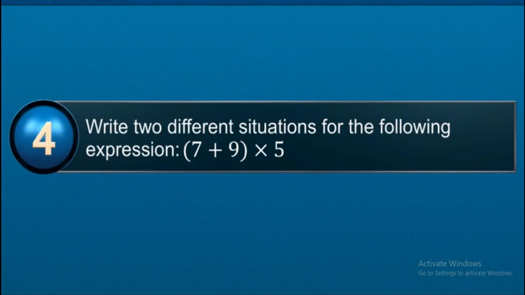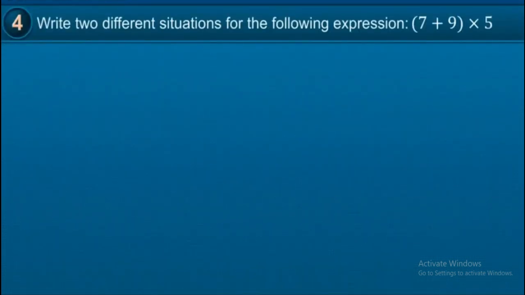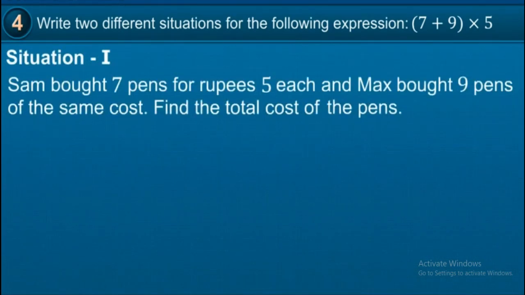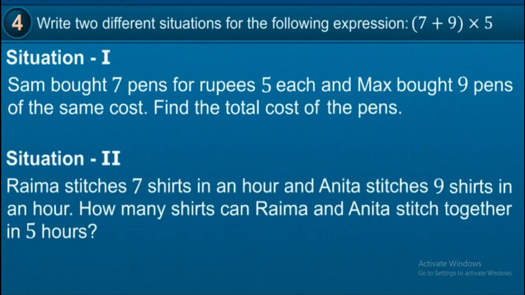Write two different situations for the following expression. 7 plus 9 multiplied with 5. Let's start with the first situation. Sam bought 7 pens for ₹5 each, and Max bought 9 pens at the same cost. Find the total cost of the pens. The second situation can be: Rema stitches 7 shirts in an hour and Anita stitches 9 shirts in an hour. How many shirts can Rema and Anita stitch together in 5 hours?